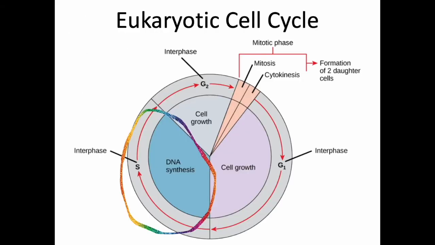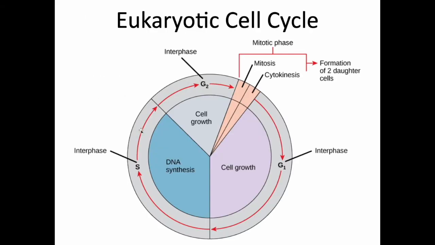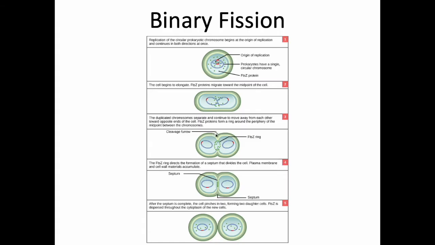Okay, after G1, we have S phase. The S stands for synthesis. Synthesis means building something or constructing something. What are you building? Well, DNA. So even though this is a lot more complicated than prokaryotic cell division, than binary fission, at the end of the day, the same basic stuff is going to happen in our cells. We're going to replicate our DNA, we're going to move the chromosomes to opposite sides, and we're going to split the cell in two. That's basically what's going to happen. So it just has different names to it.